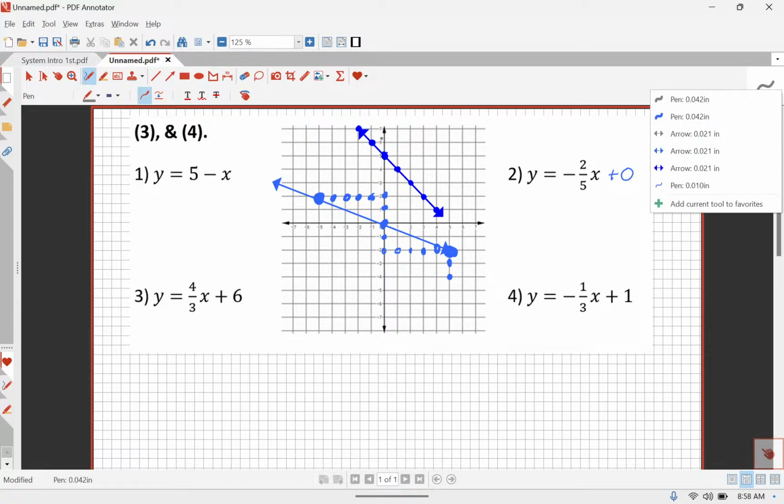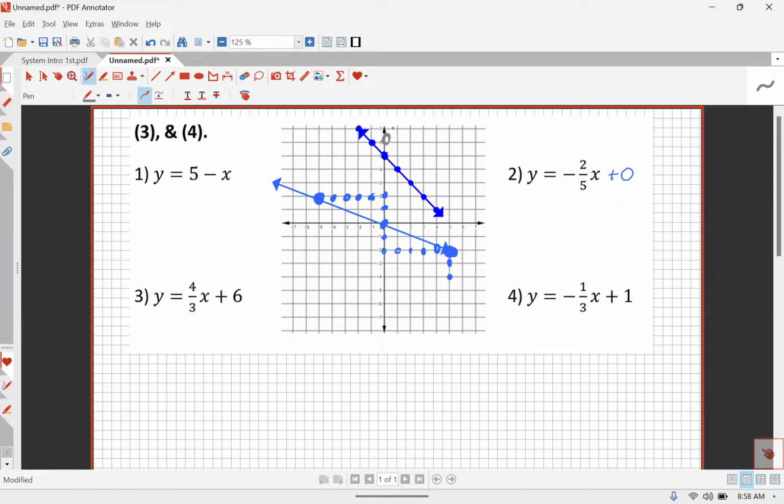Let's see here. There it is. Yep, there's 6. Very good. And then, yeah, I want to go up 4 and right 3, but why can't I? I run out of space. So what can I do instead? That's it. Down 4 and left 3.